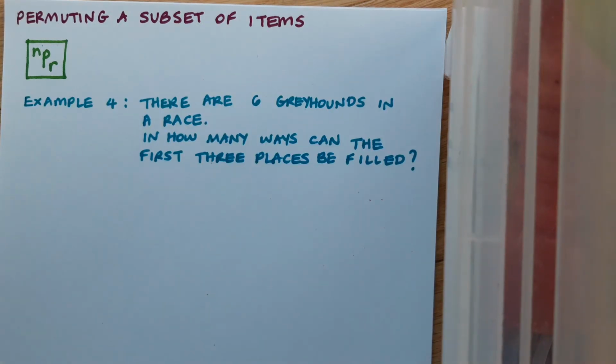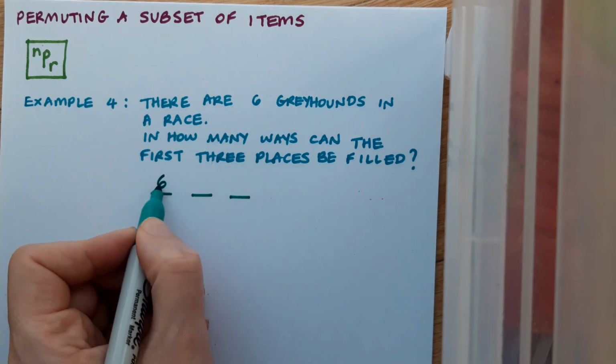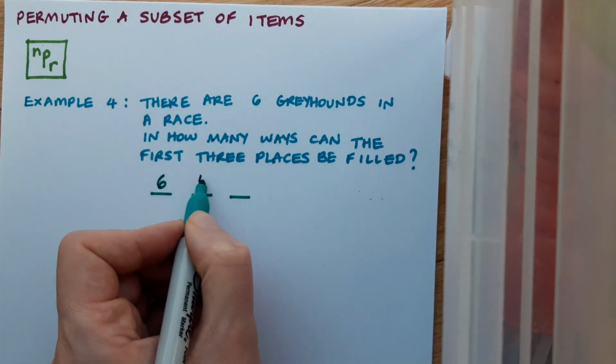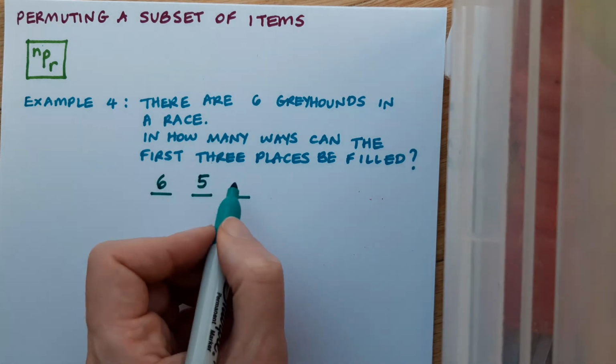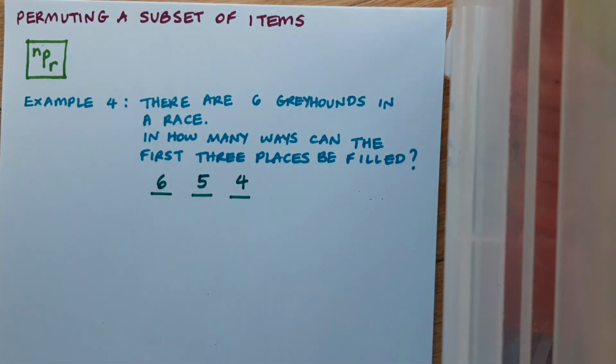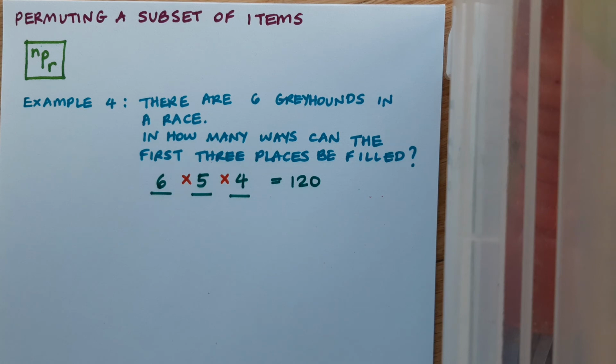So here's our example. There are 6 greyhounds in a race. In how many ways can the first 3 places be filled? Now I can go about this in quite a similar way to the previous questions. I've got 3 positions to fill, and I can think about how many options are available in each case. So any of the 6 greyhounds could come first. So there's 6 options there. Once he's crossed the line, there's then 5 options. Now we're down to 4 options, and that's the first 3 places filled. I'll multiply these numbers together to get my solution. And in this case, my solution is 120. So there's 120 different ways in which first, second, and third place could be filled.